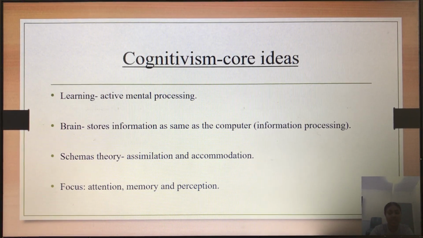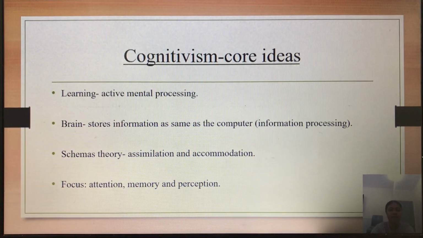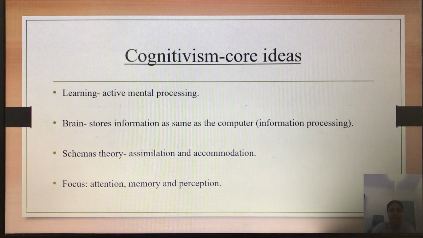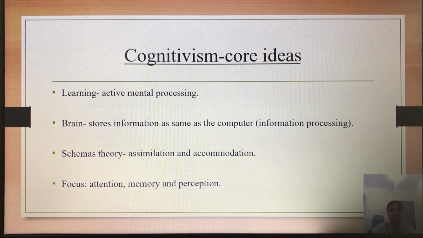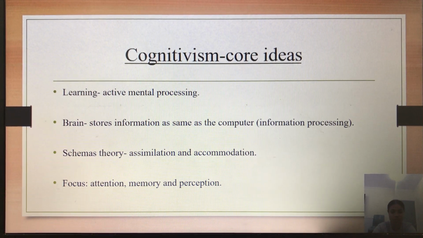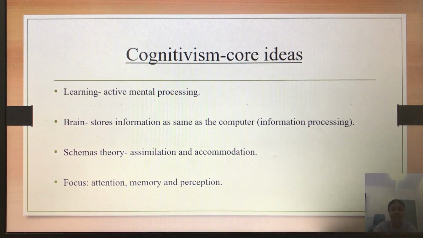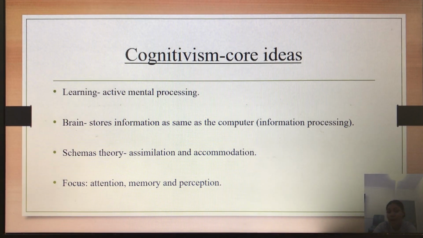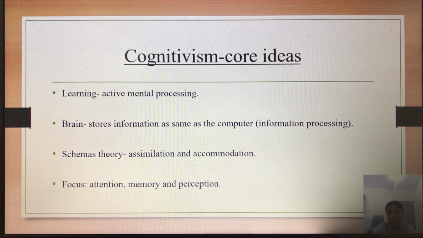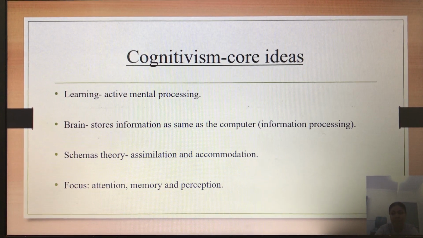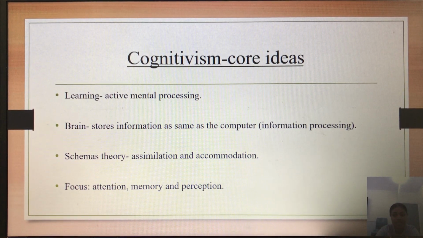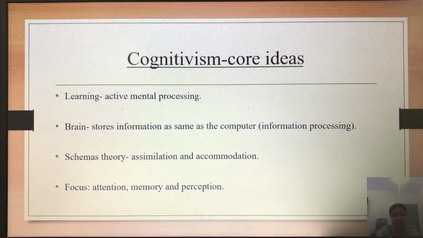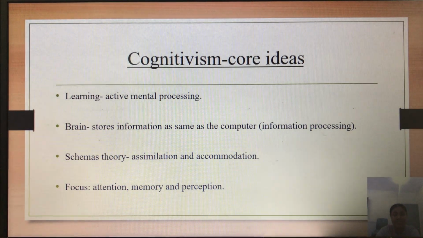Cognitivism later came, shifting focus to what happens inside the mind. It sees the brain as being like a computer that processes information. Learning involves building mental structures called schemas. We either assimilate new information into existing schemas or accommodate by changing a schema to fit new, complex knowledge.